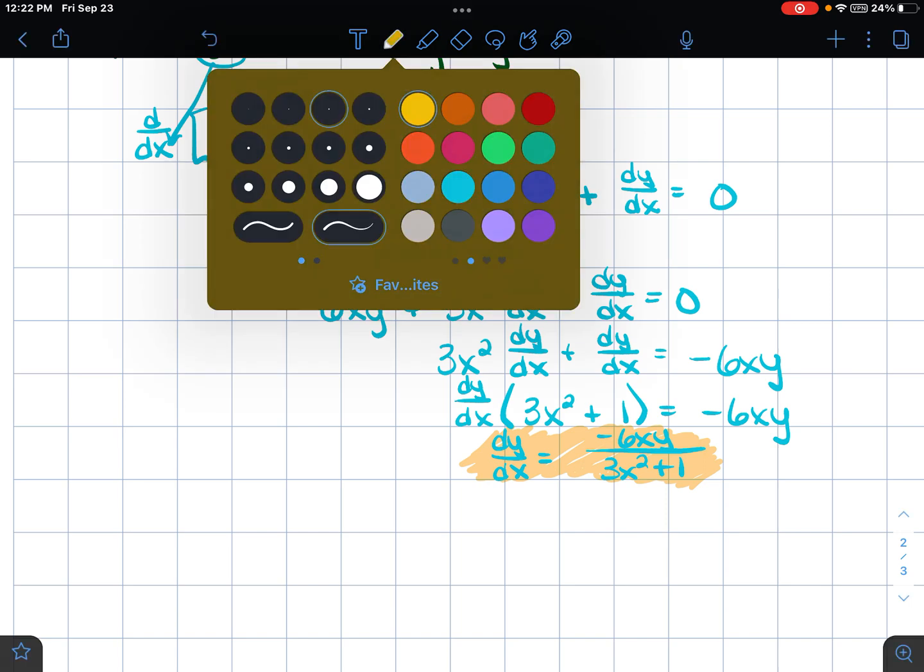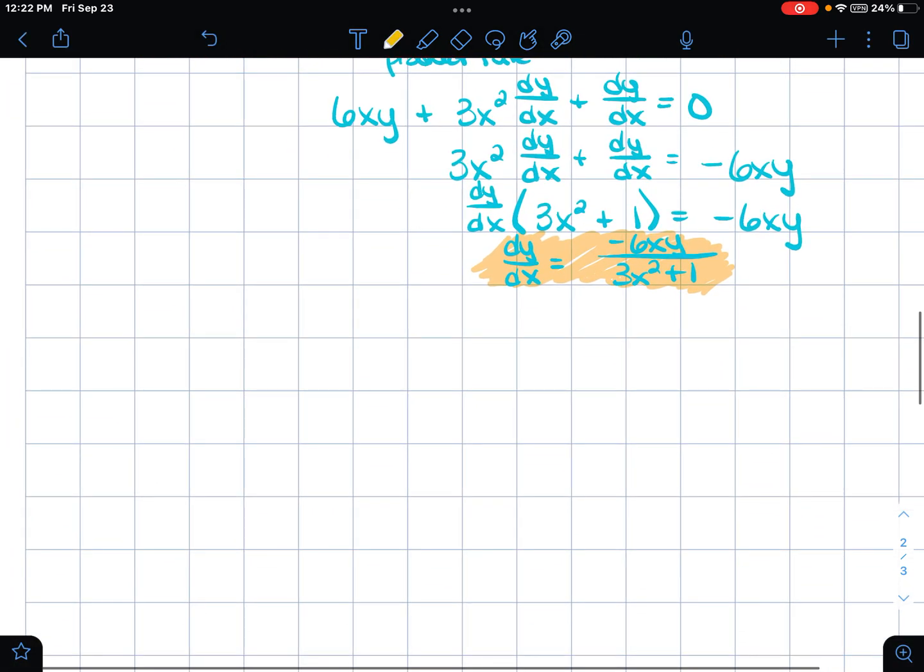Okay, now this will be the last one. I want you to find dy dt for this function. Actually, I'm going to make it more interesting. Not this one. I want to use this one instead.